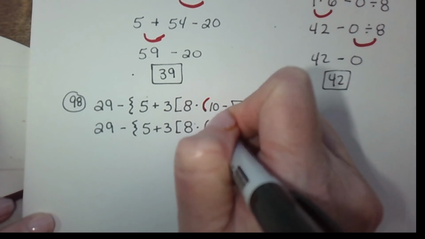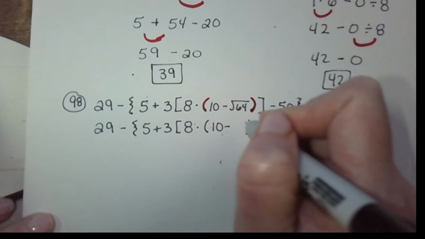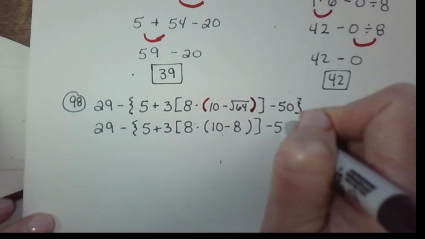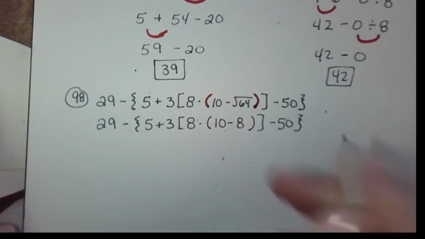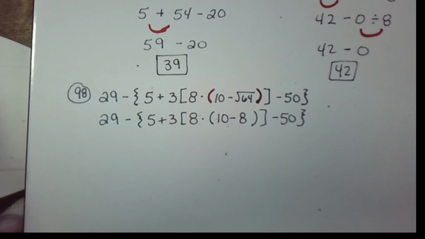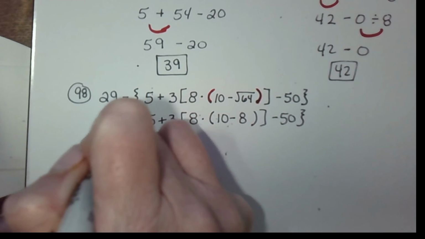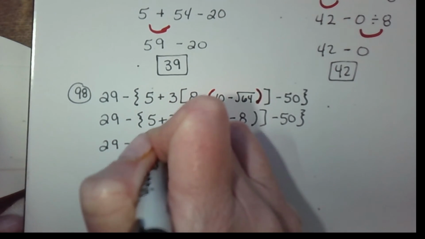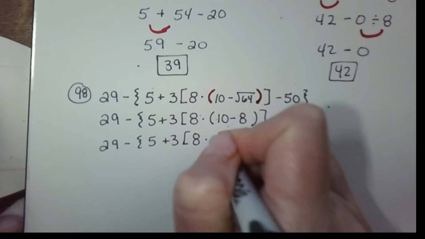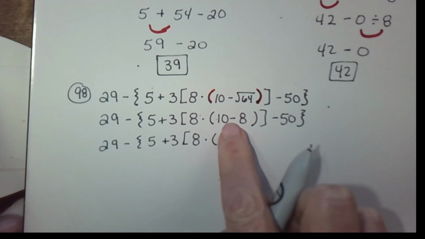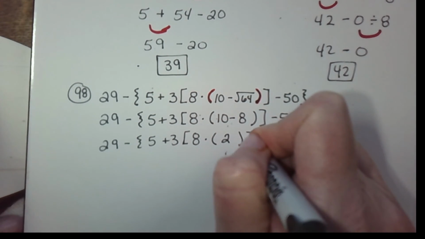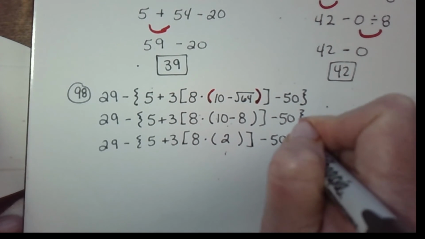So that would be 10 minus the square root of 64, which is 8. And that's all I'm going to do right now. Sometimes you can combine these steps, but I'm not going to do that in a problem this long right now. Okay, next thing, I need to get what's in that round parentheses down to one number. So 10 minus 8 is 2. Minus 50.